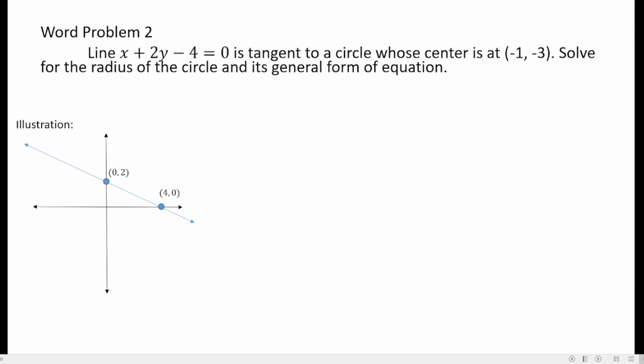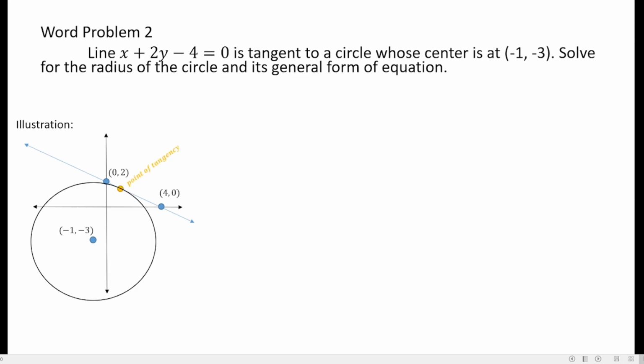Now, from here, you can also plot the center of the circle, negative 1 and negative 3. Remember, the problem is saying that the line is tangent to the circle. So this line is actually a tangent line. And this one is the center of the circle, so meaning, this is the circle, and this one is the point of intersection.